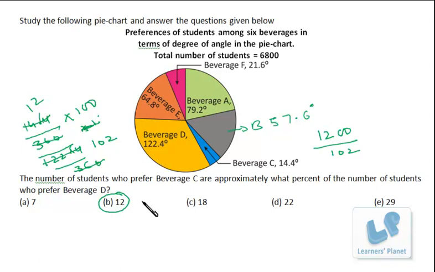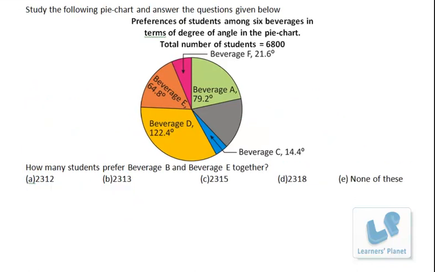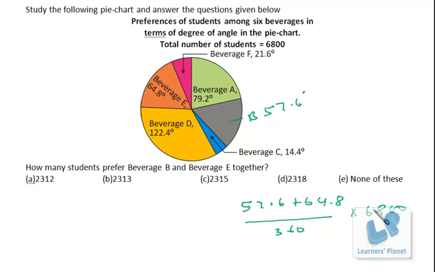Okay, quite a simple problem. Now, how many students prefer beverage B and beverage E together? Beverage B is, just a moment, the data is missing. It is actually 57.6 degree. So beverage B and beverage E, E is 64.8. So 57.6 plus 64.8 from 360, and it is from 6800, right?